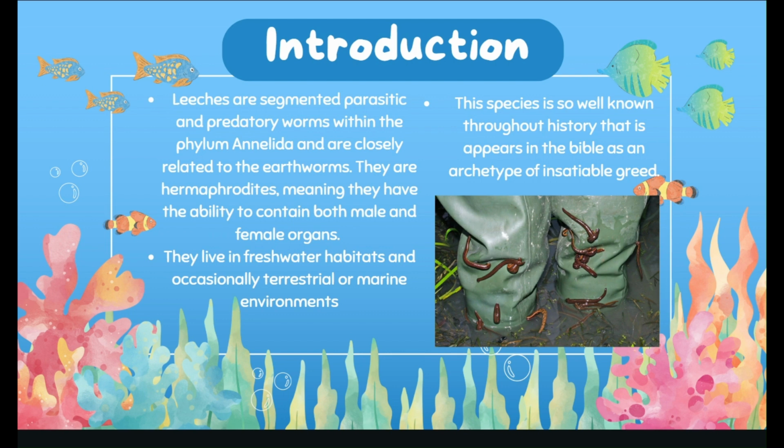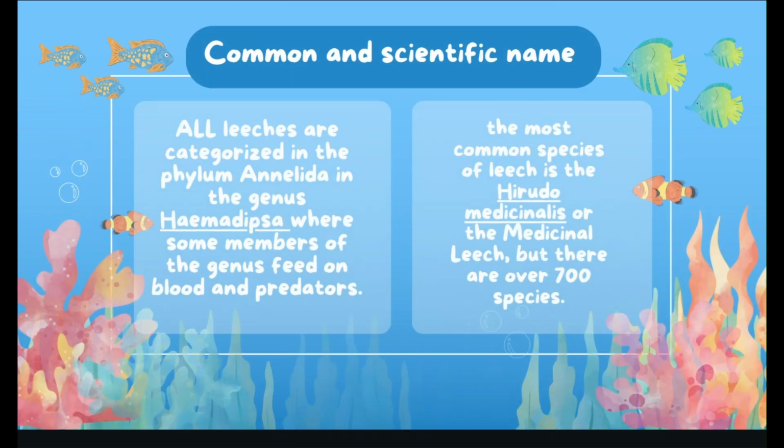They're also hermaphrodites, meaning that they have both female and male reproductive organs in the same organism. The muscular body also contains a spacious cavity called the coelom, which we learned in class, which is reduced to small channels. They live in freshwater habitats and occasionally terrestrial or marine environments. This species is so well known throughout history that it appears in the Bible as an archetype of insatiable greed, and is often used as a term to describe people who take without giving.